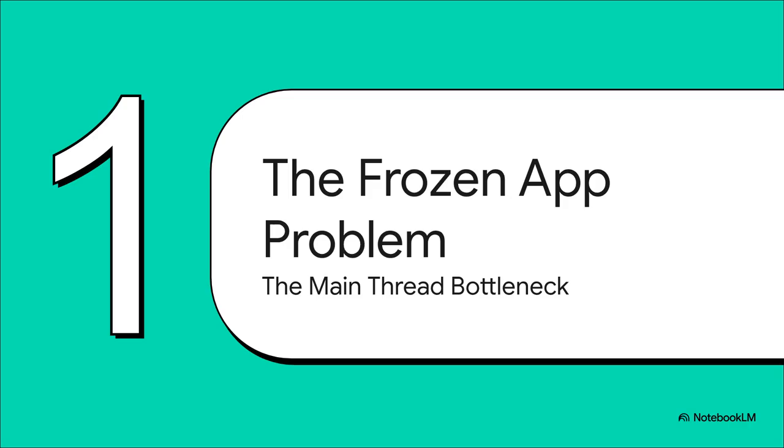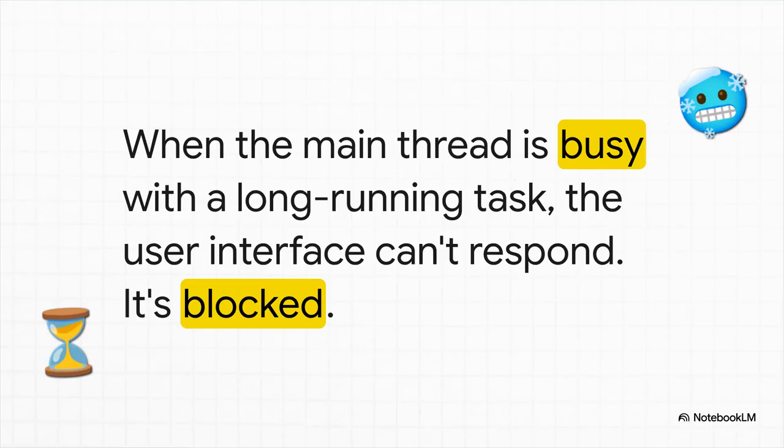The core issue is something we call the frozen app problem. And honestly, it's all about one single, completely overwhelmed main thread. Think of the main thread like the only employee working the front desk of a busy hotel. Now, if that employee gets stuck on a really long phone call, say downloading a huge file or running a massive calculation, they can't check you in. They can't answer your questions. The entire user interface, the entire hotel lobby, just grinds to a halt. It's completely blocked, all because it's waiting for that one single task to finish.